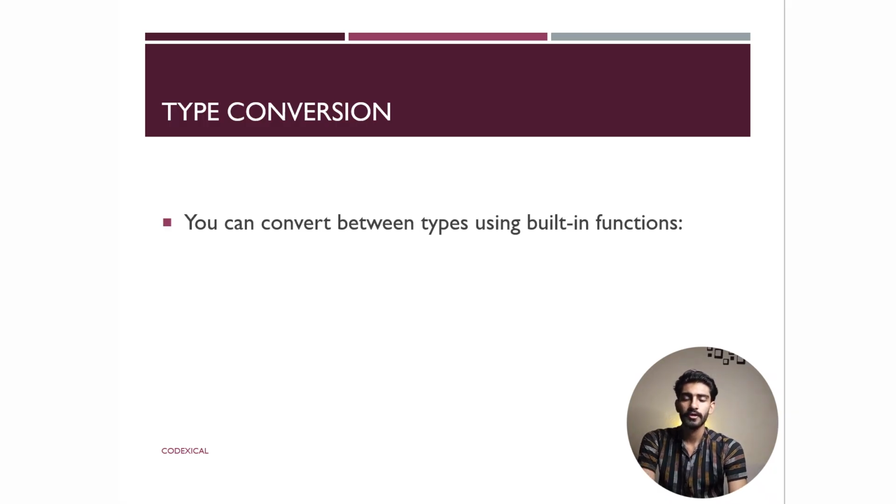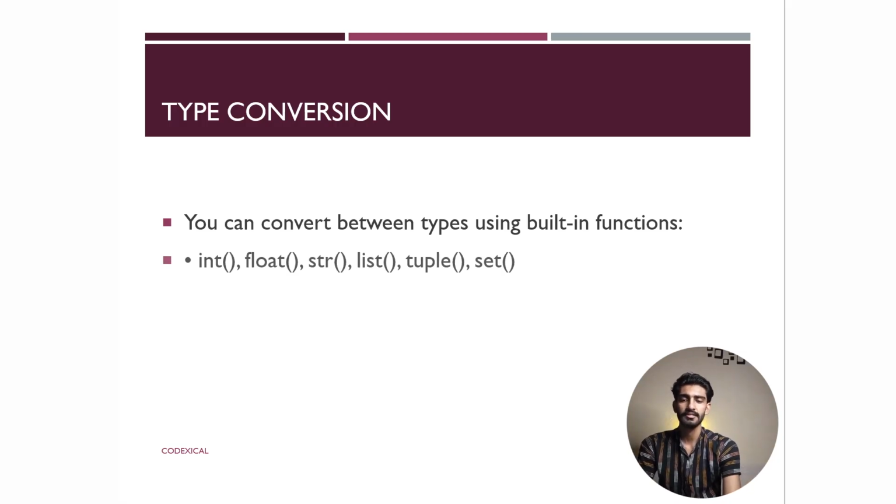Type conversions. We can convert any type of data to another type. You can convert between types using built-in functions such as int. Int is used for converting to integer numbers, float is used to convert any type of data to floating numbers, str is used to convert into a string, list is used to convert into list data, tuple is used to convert data into a tuple, and set is used to convert any data to a set.